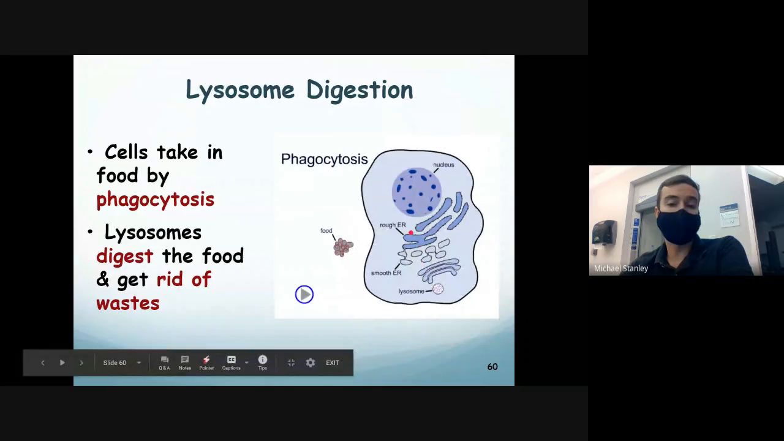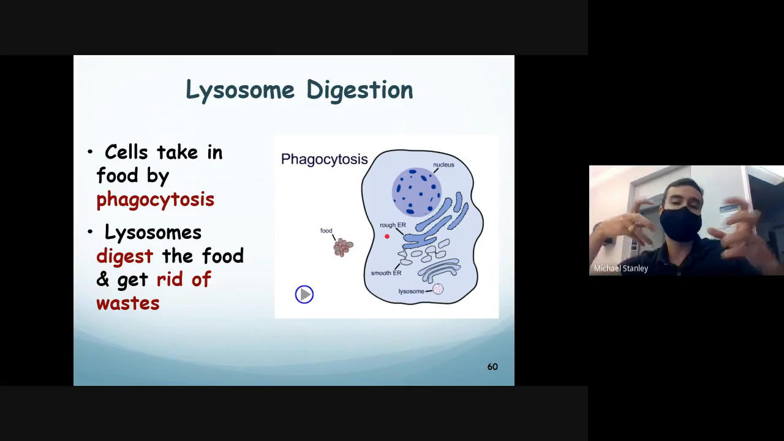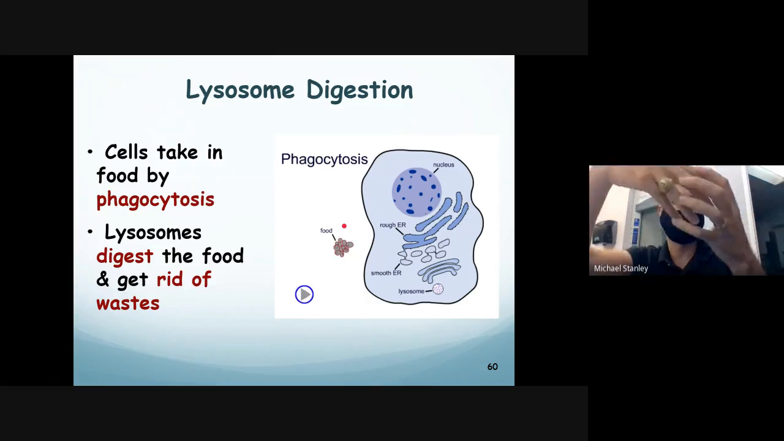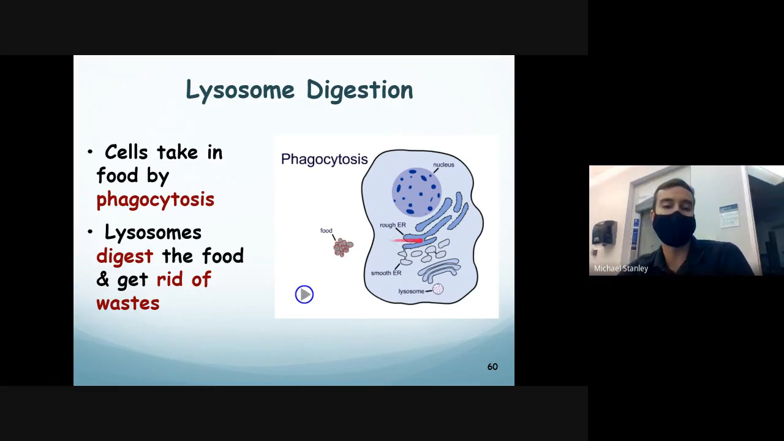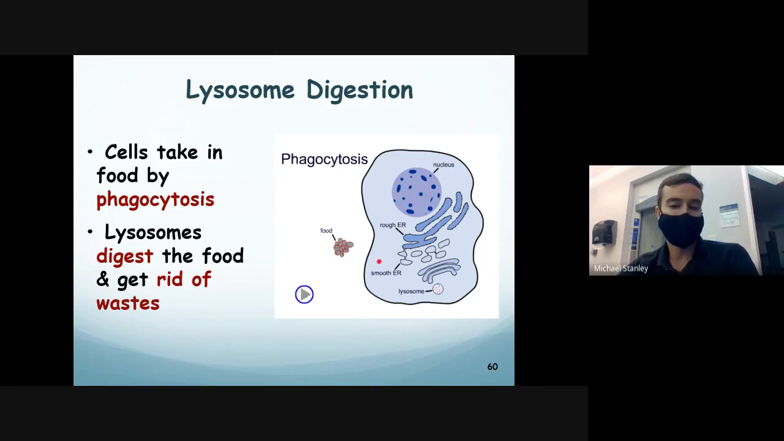But essentially, if there's a food particle that a cell needs to get, it will envelop and take in that food. That's what phagocytosis means. The cell will swarm its membrane around the food particle, surround it, and take it inside the cell. And then the lysosome swoops in and breaks down that food.